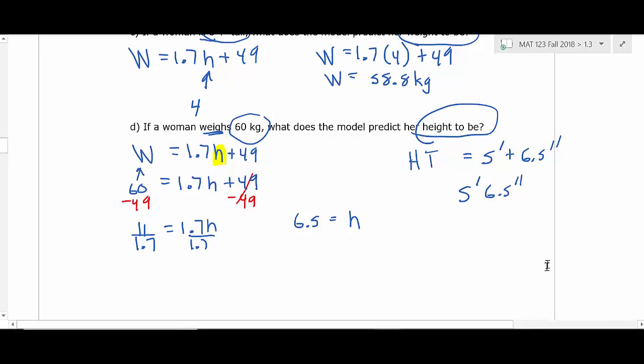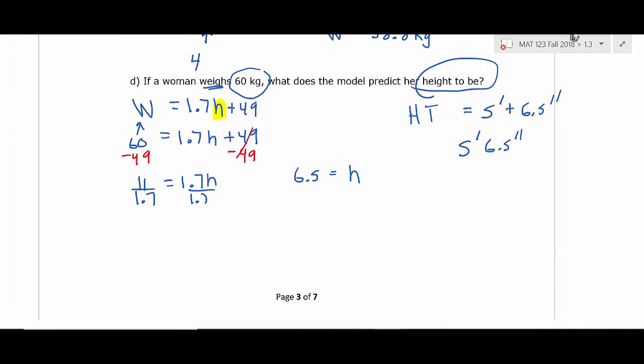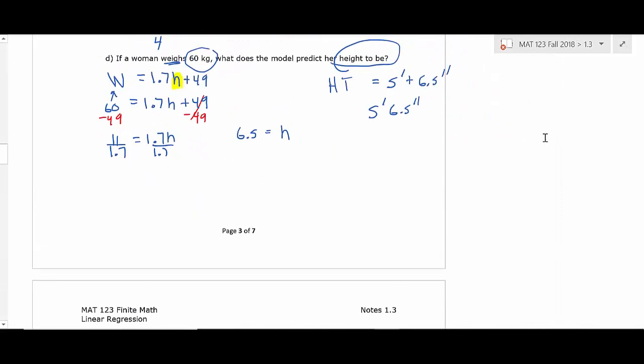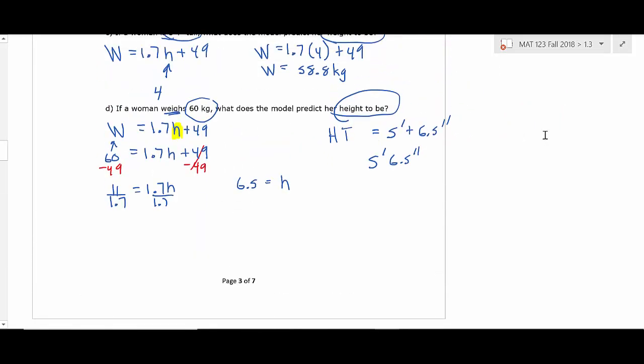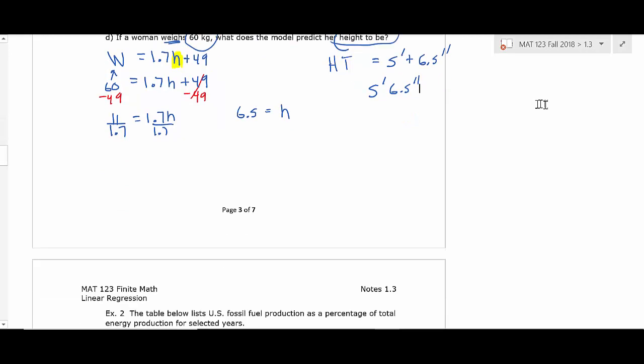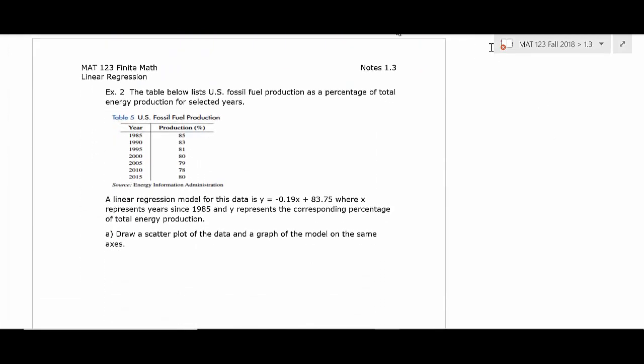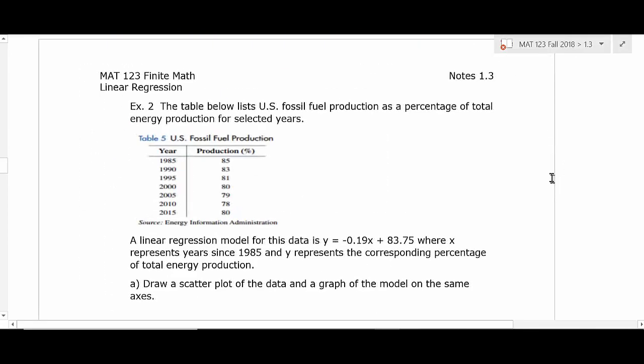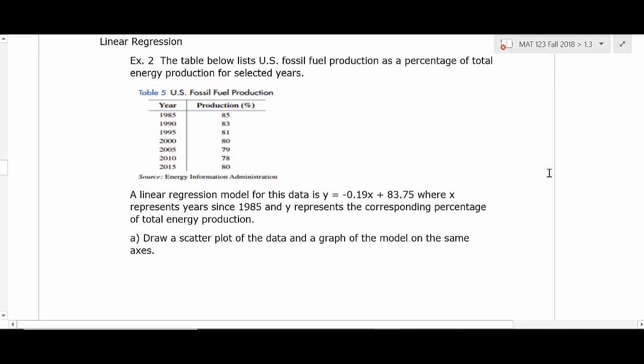And when we go to the next thing, we're going to start doing what we call scatter plots, and we're going to do what we call a line of best fit, which you'll do on your calculator. Okay, so on this next page, I've given you this data, and this is given the year, and it's given the production level of energy that's fossil fuel.